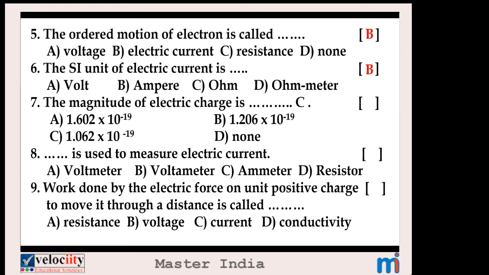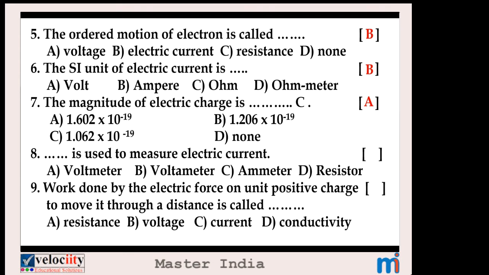Seventh one, the magnitude of electric charge is dash coulomb. A, 1.602 into 10 power minus 19. B, 1.206 into 10 power minus 19. C, 1.062 into 10 power minus 19. D, none of these. Correct answer is option A. The magnitude of electric charge is 1.602 into 10 to the power minus 19 coulombs.